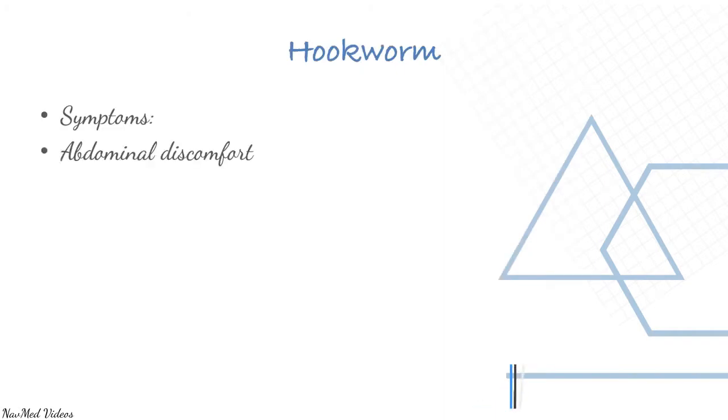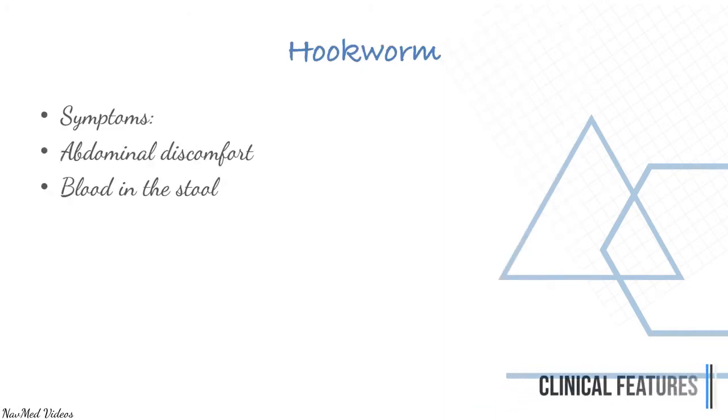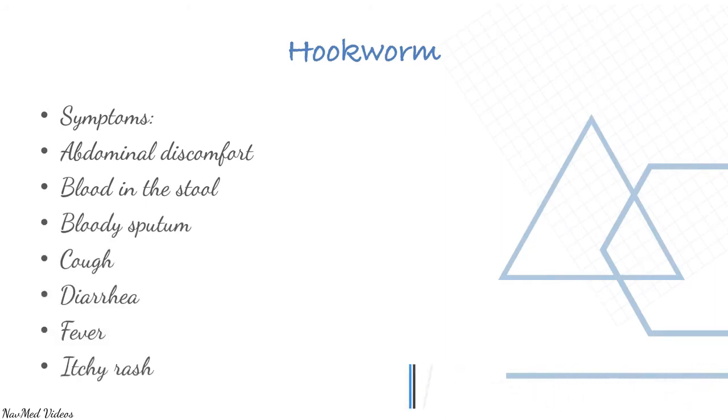So what are the symptoms of hookworm? Abdominal discomfort, blood in the stools, bloody sputum, cough, diarrhea, fever, and itchy rash. Okay, so those are the symptoms of hookworm. Some may have nausea and vomiting as well.